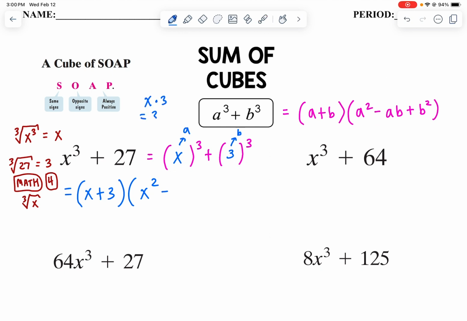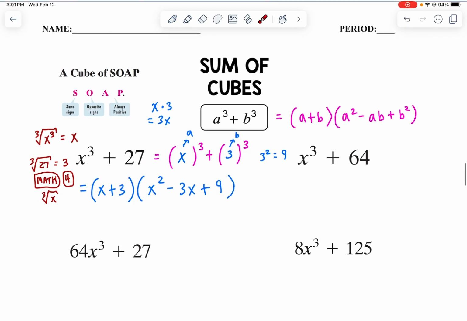We can write that as 3x, so we have minus 3x. And then wind it off with B squared, so positive. We want 3 squared, which is 9. So wind it off with positive 9 and close the parentheses. So this is how you would factor x cubed plus 27. This would be the final answer.